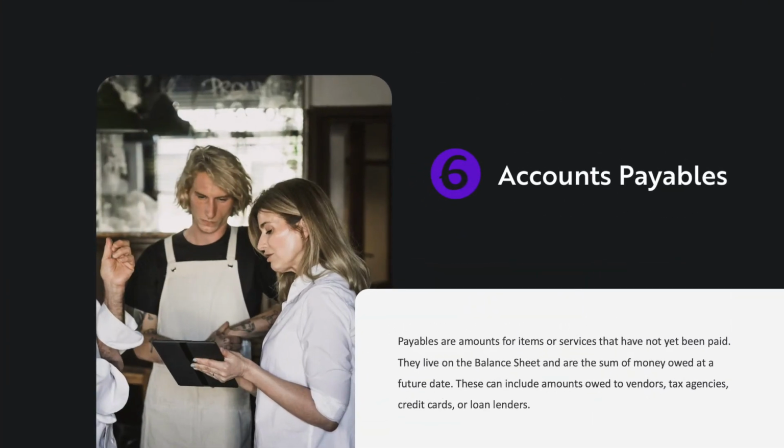At number 6, we have accounts payable. Accounts payable are amounts for items or services that have not yet been paid. They live on the balance sheet and are the sum of money owed at a future date. These can include amounts owed to vendors, tax agencies, credit cards, or loan lenders.